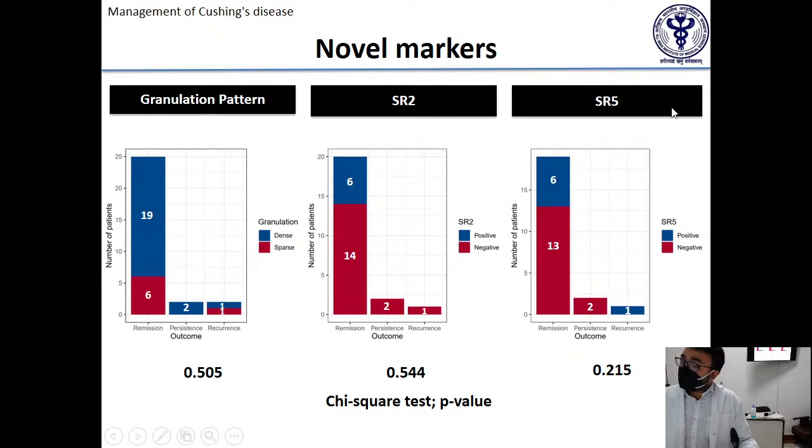We assessed the analysis for novel markers and expression pattern also for somatostatin receptor 2 and 5 in around 30 patients. Probably because of the low number of patients in individual groups of persistence and recurrence, we did not find any significant trend, and maybe in future with prospective data, we'll be able to confirm the role of these novel markers in predicting remission in Cushing's disease.